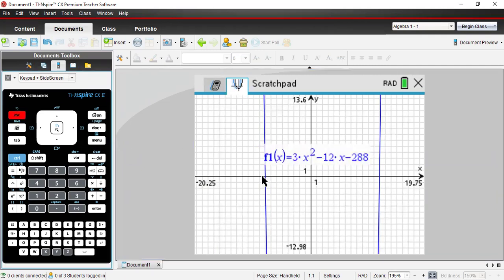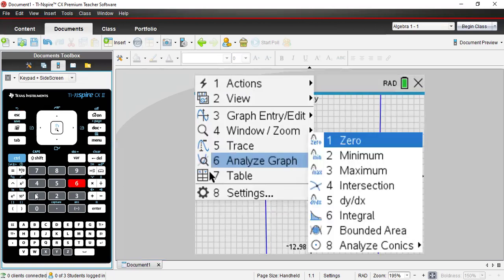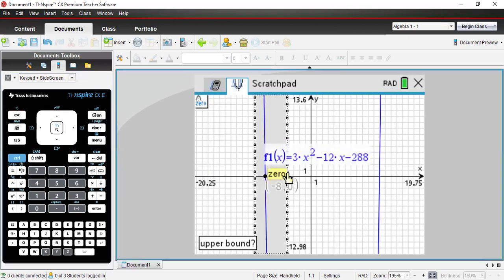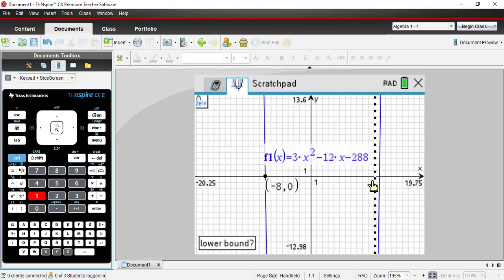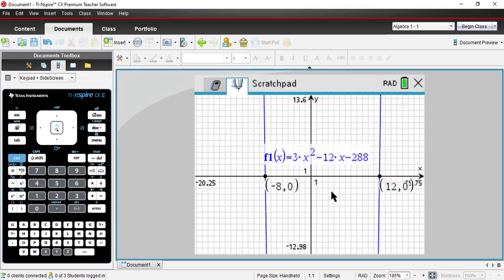So now I'm just going to do menu 61. That'll give me the left one. And then I'm going to do menu 61 again, and that's going to give me the right one. All right, so those are my two zeros. I'm going to write those down. x equals negative 8 and x equals 12.